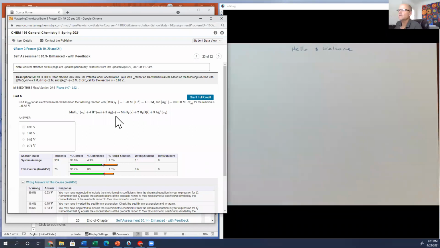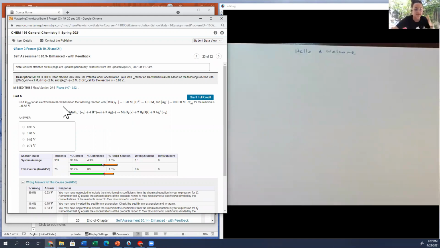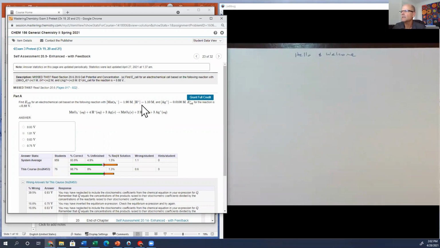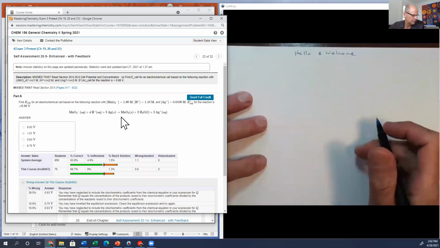All right. So you have this problem where you're trying to find... This is the problem you want, right? Yeah. Megan, yeah. Okay, so you want to find E cell under these non-standard conditions, right? And they give you E naught cell, which saves you a little bit of work, right?